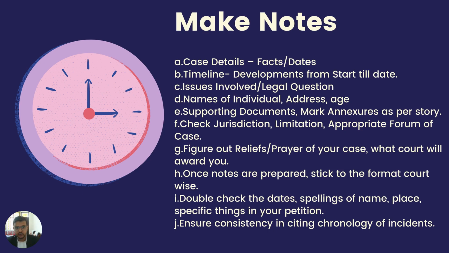Now, what is the issue involved in the case? The legal question. What is the proposition of law going to be discussed? Names of individuals, address, age. It should be there because you're going to prepare the affidavit, so it must be with you. Supporting documents, annexures, as per the story. Naming annexures also makes sense. Annexures will be C1, P1, or A1, so as per the code and your convenience, you can select it.